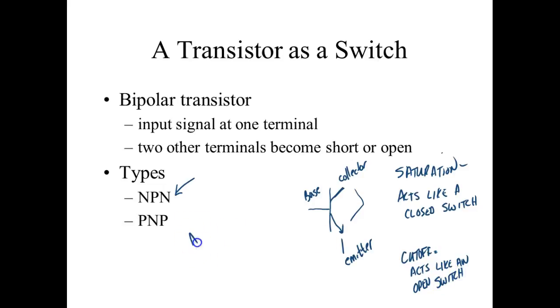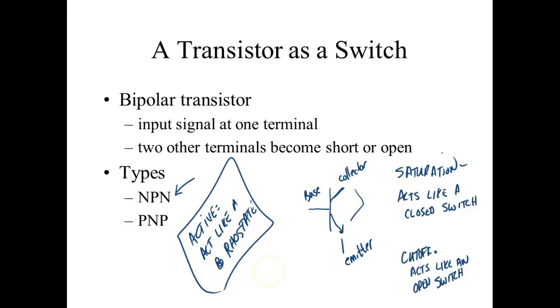And the other one we're not going to use, we call it the active region. This is when it acts like a rheostat, but you're controlling that rheostat electronically. So instead of you turning a knob, these are your amplifiers. All your amplifiers operate the transistor in what we call the active region. We're not concerned with the active region. We're concerned with this guy right here.